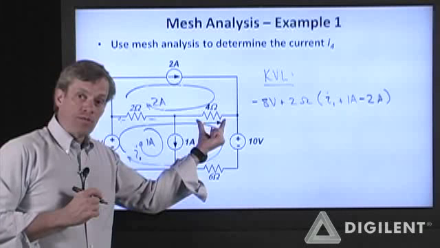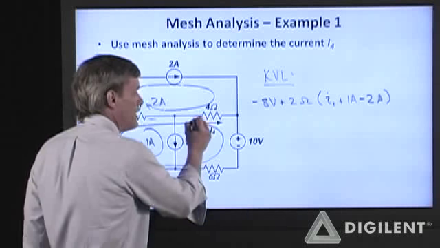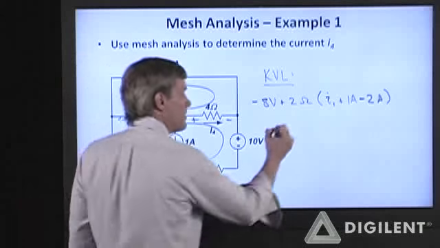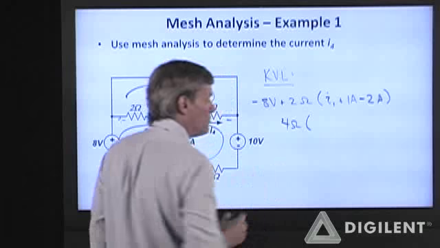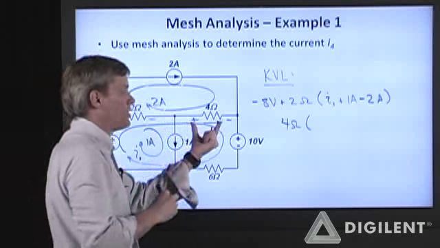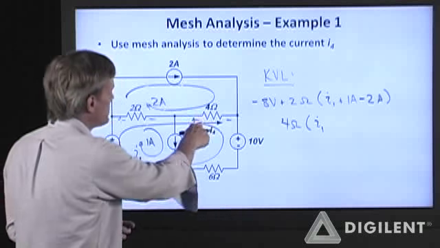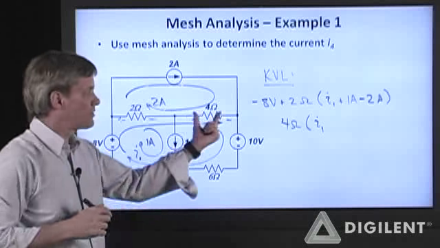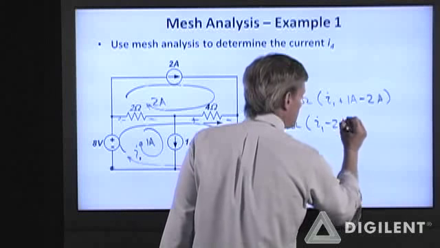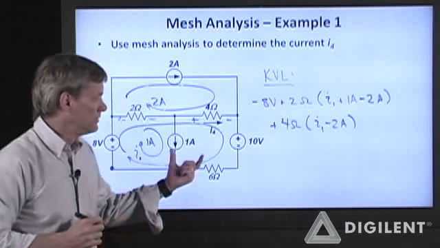Now we can move on to this 4 ohm resistor. Its voltage drop with the appropriate polarity relative to I1 is the resistance, 4 ohms, times the current passing through the resistor. I have I1 going left to right, and through this one I also have the 2 amp constrained current going from right to left. It will be negative. And that is plus.